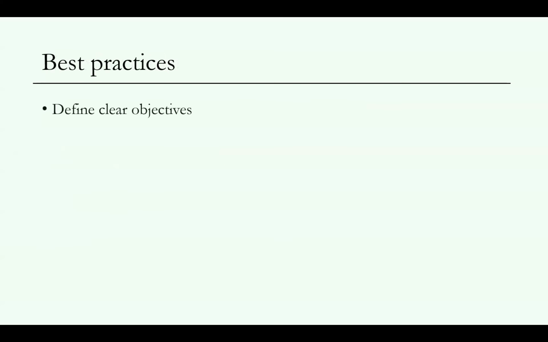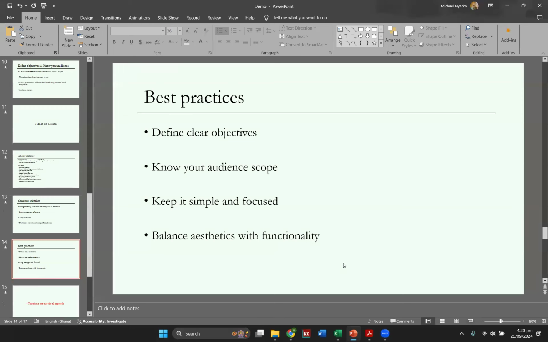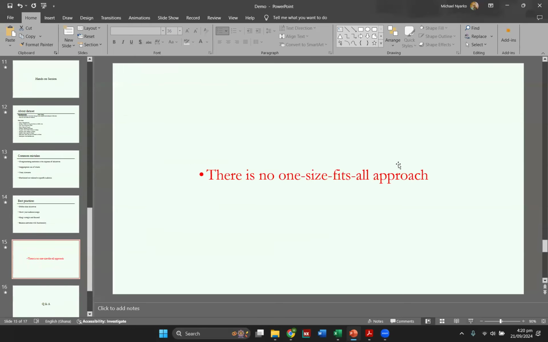And then best practices, you have to define clear objectives, which we know. You have to know your audience scope, which is spoken about. You have to keep it simple and focused. Once you have an objective, it won't be difficult to keep it simple and focused. Without an objective, you will not know, because there are so many visuals that you can generate from just this data. And I'll show you that shortly. And then you have to balance aesthetics with functionality. Now, the last thing I want you to remember is that there's no one size fits all approach.